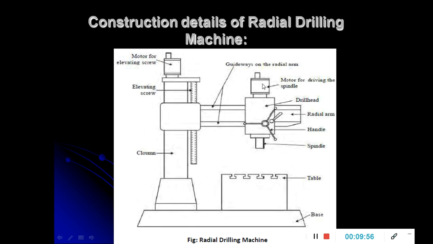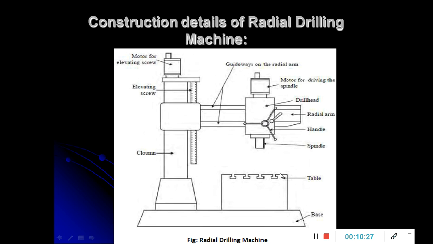Now this individual motor is provided on the drill head, which is used to give the rotary motion to the spindle. Here the handle has been provided. This handle is used to give the feed to the tool. Now the drill bit is going to be fitted into the spindle, and with the help of this handle the feed is given. Feed is nothing but the relative movement of a tool with respect to the workpiece.